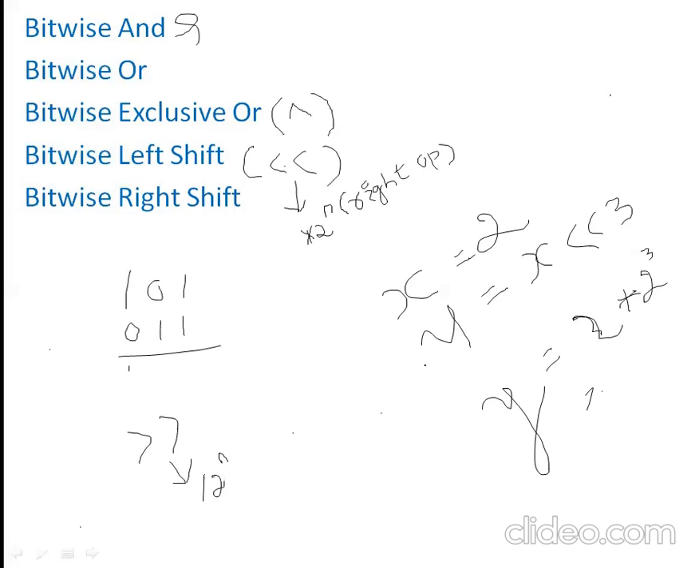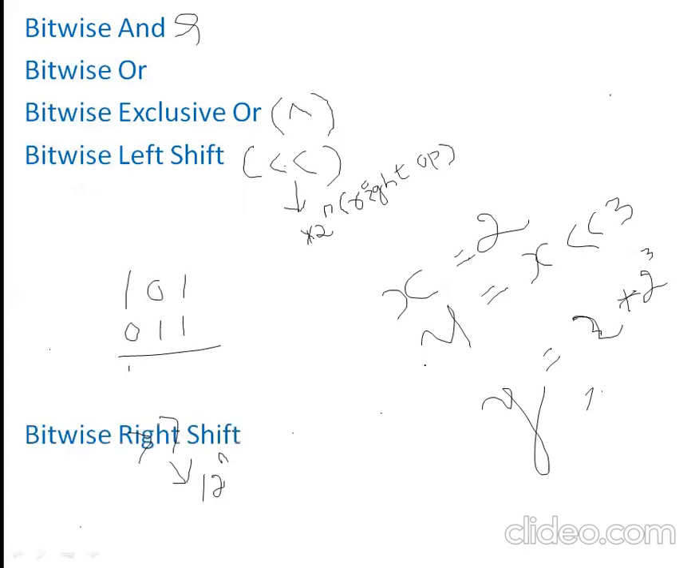Done. Suppose we write down one example. A equal to 12, B equal to A right shift 2. So what will be the value of B? 3. Yes, exactly. Is it clear?